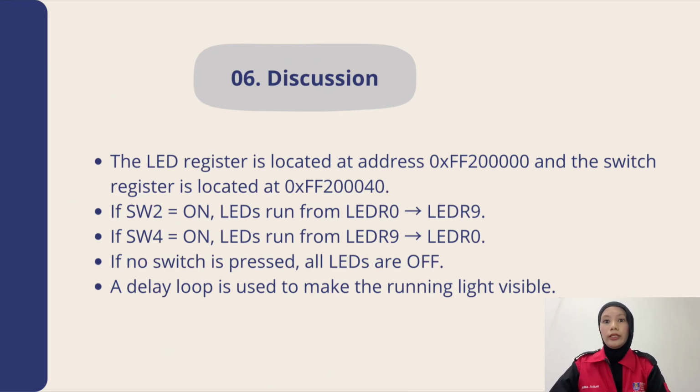So next, for the discussion, the program uses memory-mapped input-output to communicate with the LED and switch in CPU data. The LED register is located at address 0xFF200000 and the switch register is located at 0xFF200040. Next, when switch 2 is pressed, the program executes the LSL, which is the logical shift left operation. Then the running light moves from LED 0 to LED 9 and produces a left-shifting effect.